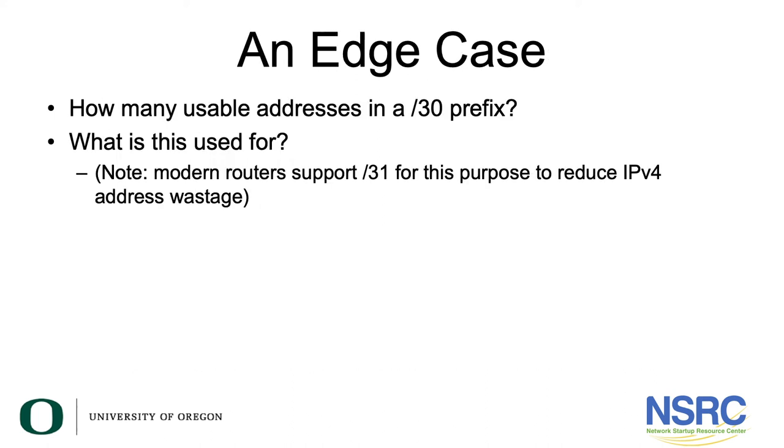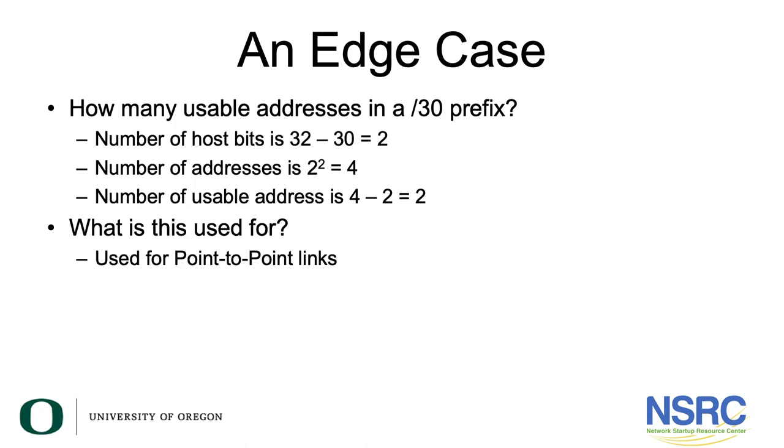We're going to talk about an edge case. How many usable IP addresses do you have in a /30 prefix? What is a /30 used for? Remember that modern routers support /31 for this purpose to reduce IPv4 address wastage. Okay, if you have a /30 prefix, the number of host bits, remember, will be 32 minus 30, which is 2. The number of addresses available will be 2 to the power of 2, which is 4. Number of usable addresses, remember, is 4 minus 2, which is 2. You subtract 2 because the network and broadcast addresses are unusable. So why do we use a /30? We use /30s for point-to-point links.